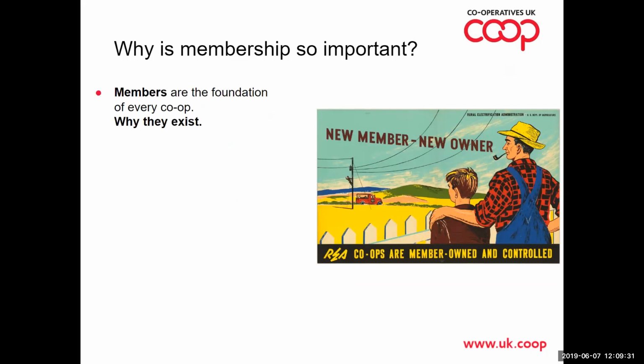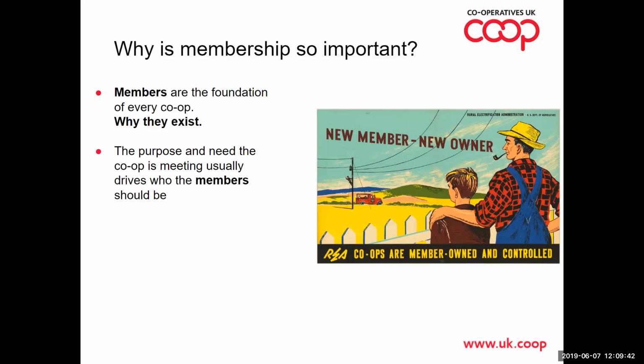So, members are the foundation of every co-op. Like I've said, it's why they exist. Cooperatives exist to meet the needs of their members. They're owned and controlled by their members. But who are their members? I deal with a lot of people setting up cooperatives, and my advice to them is always: whatever the purpose of the cooperative is, whatever the need the cooperative is trying to meet, that conversation drives who the members of that cooperative should be.